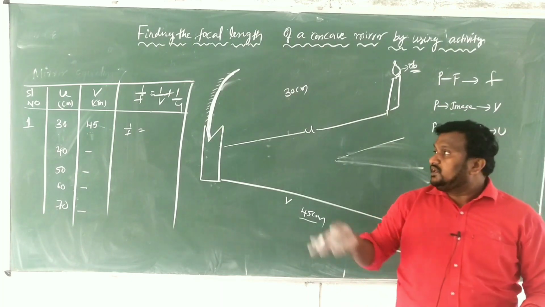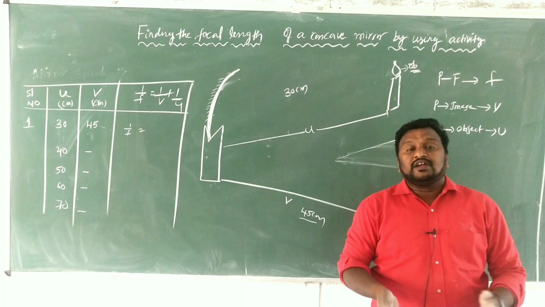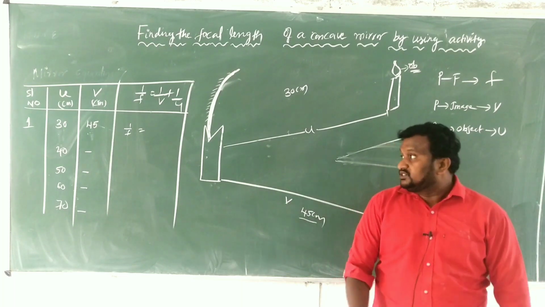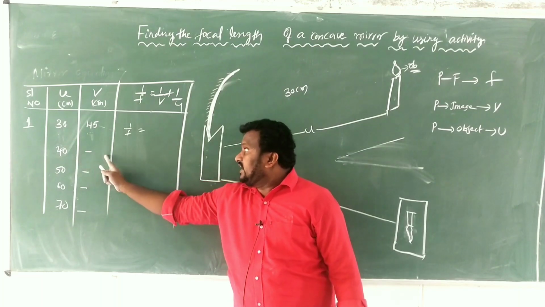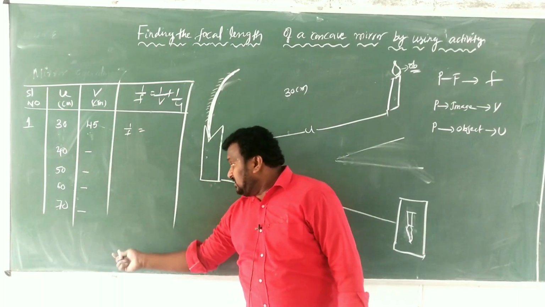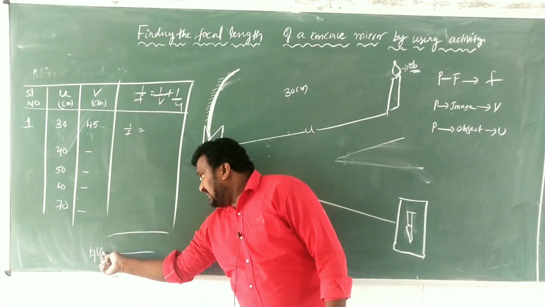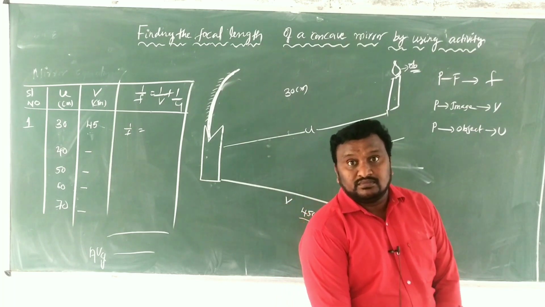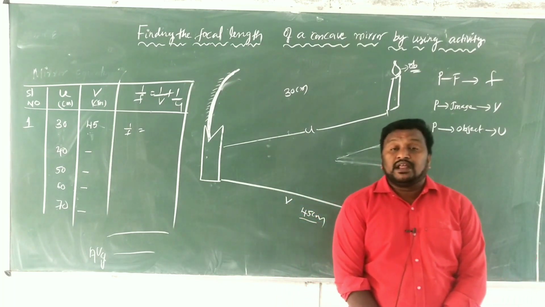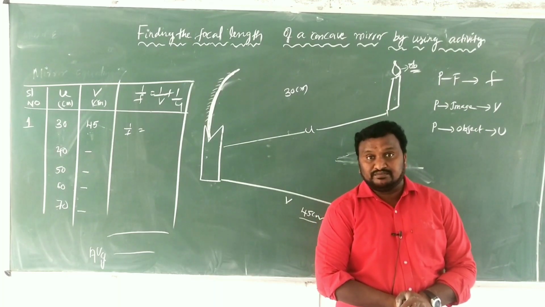By substituting the U value and V value in the mirror equation, we will get the F value. So for these two values we will get one F value. For these two we are getting one F value. So by taking the average of all of them, that will give the exact focal length of the concave mirror. So this is the experimental procedure to find out the focal length of a concave mirror, children.